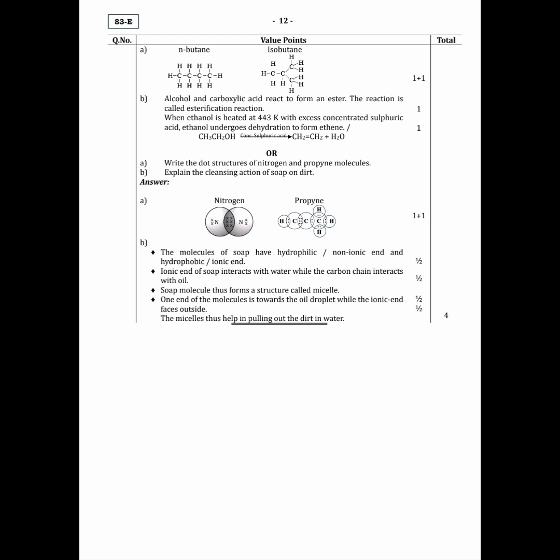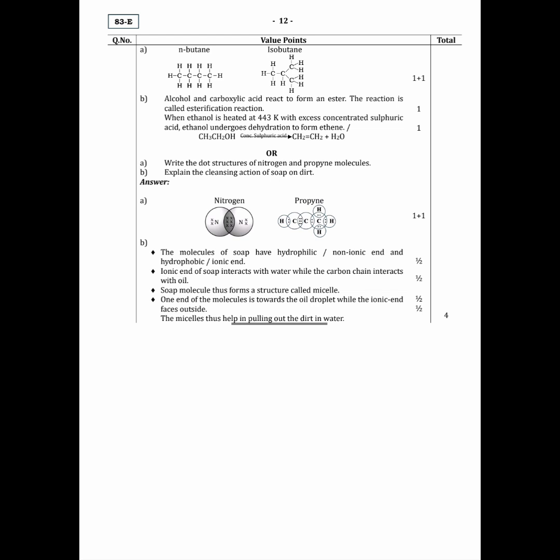Answer is, here you can see n-butane and isobutane structures. Subquestion B. Alcohol and carboxylic acid react to form an ester. The reaction is called esterification reaction. When ethanol is heated at 443 K with excess concentrated sulfuric acid, ethanol undergoes dehydration to form ethene. Or you can write this reaction. CH3CH2OH gives, with concentrated sulfuric acid, CH2=CH2 plus H2O.